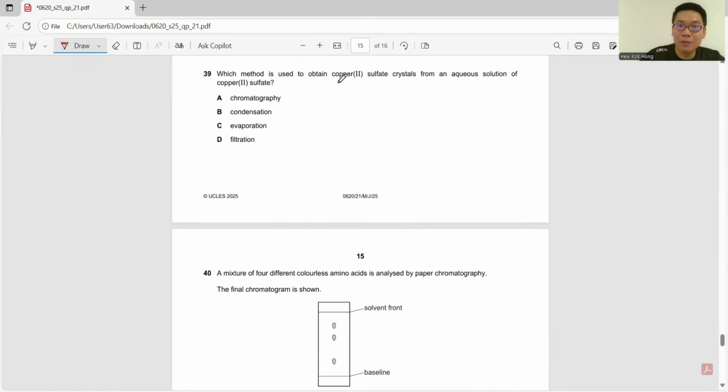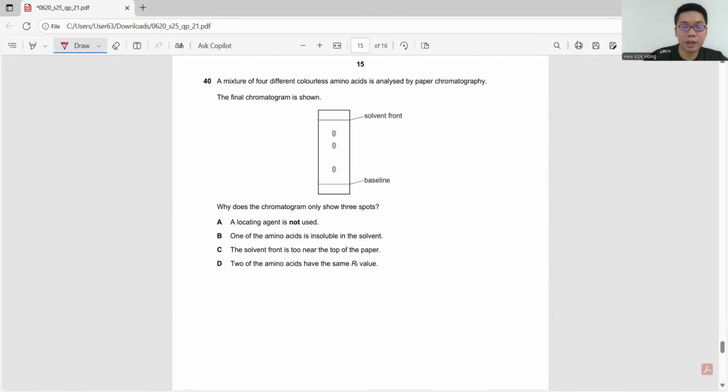39. Which method is used to obtain copper sulfate crystals from an aqueous solution of copper sulfate? First of all, you need to know which sulfates are insoluble. We have barium sulfate, and we know these three sulfates are insoluble. If they said these three sulfates, we would of course use filtration, but they are talking about copper sulfate, which is not one of these three. So it's actually a soluble salt, and to get a soluble salt from an aqueous solution we just use evaporation.